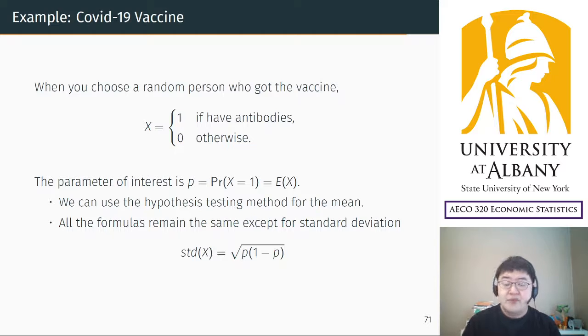So let's think about the data. The underlying data takes this form. When you choose a random person who gets the vaccine, record 1 for success if the person has antibodies and 0 otherwise. So the underlying variable is a binary variable. It's a binary distribution, and in this case, the parameter of interest p is interpreted as the probability of success, but it is also its mean. So we may use the same hypothesis testing method for the mean. So far, we only considered population means, and that same method can be applied to this parameter, even if it's a probability.